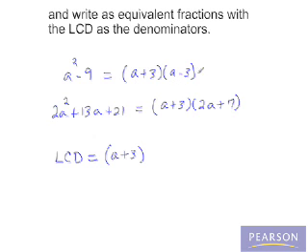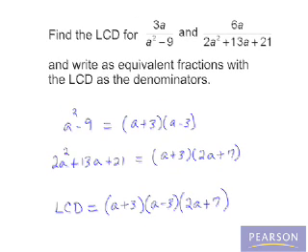A minus 3 appears at most one time in this denominator, and zero times in this denominator, so I need one of those, a minus 3. 2a plus 7 shows up not at all here, but it does show up one time in this denominator, so at most I need one of those. So our least common denominator will be a plus 3 times a minus 3 times 2a plus 7. There's part one of our question: find the least common denominator, and we have found that.